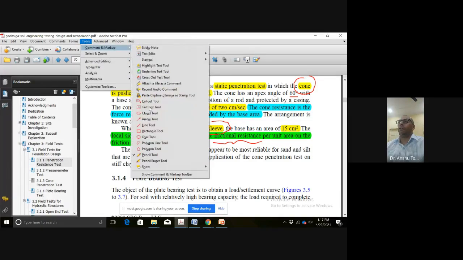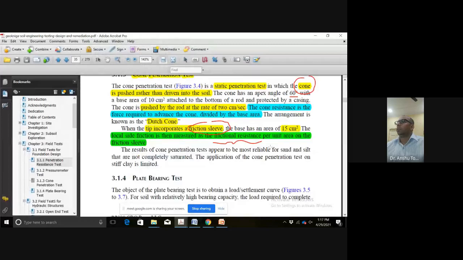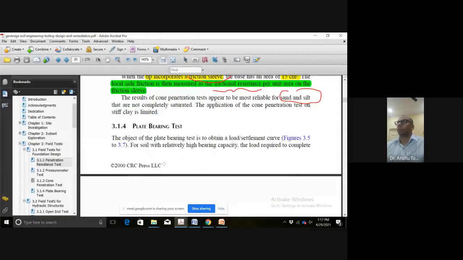It is reliable for both sand and silt. So it is limited for clay. Most of the time we are not going to use it for stiff clay.